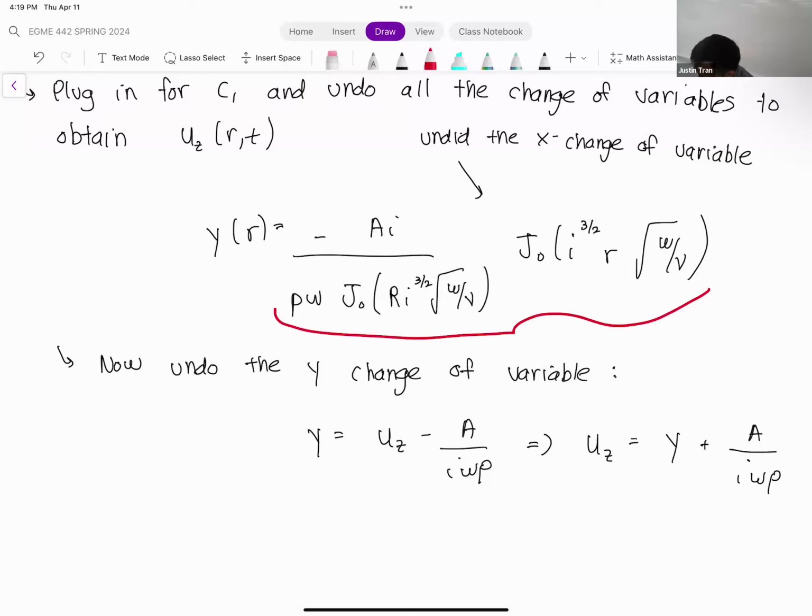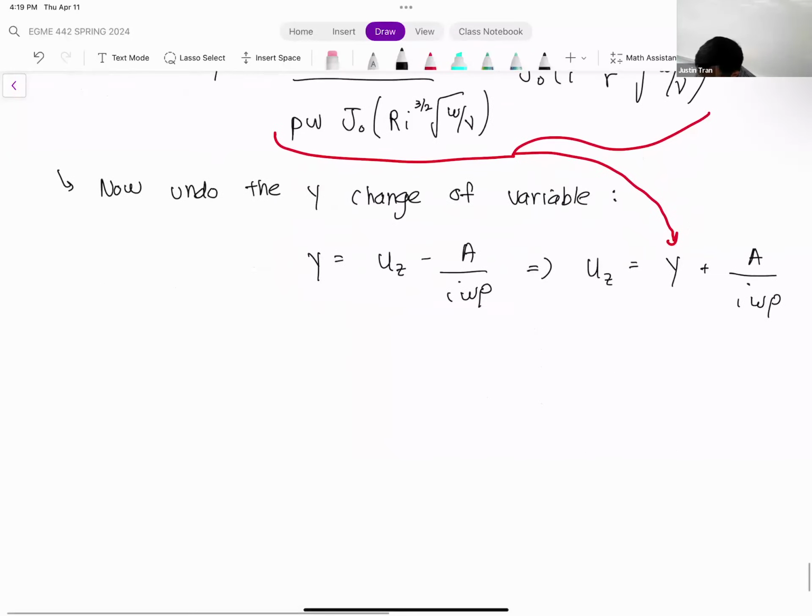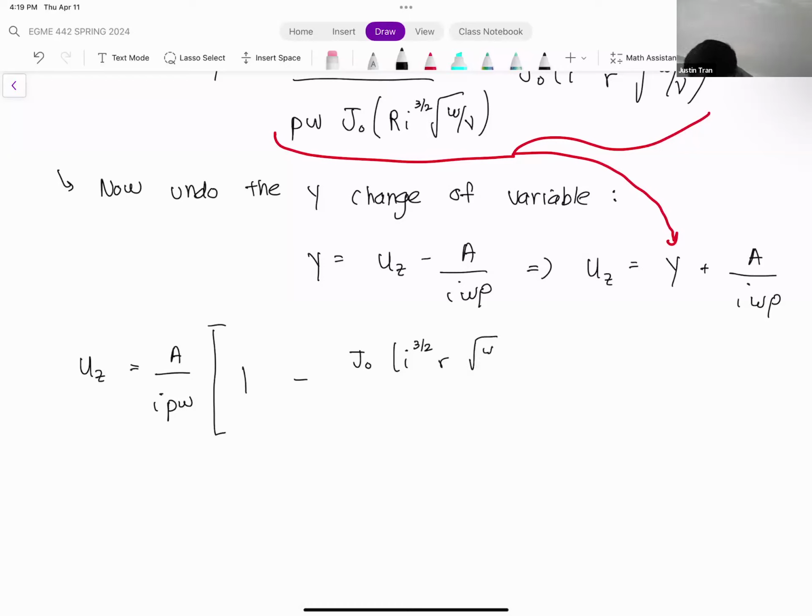So we know what y is, right? y is kind of that monstrosity that we just found up there. So let's go ahead and plug all that in. We plug that in, we get uz is equal to a over I rho omega multiplied by quantity 1 minus J0 of I to 3/2 times little r square root of omega over nu, divided by J0 of I to 3/2 times big R square root of omega over nu.